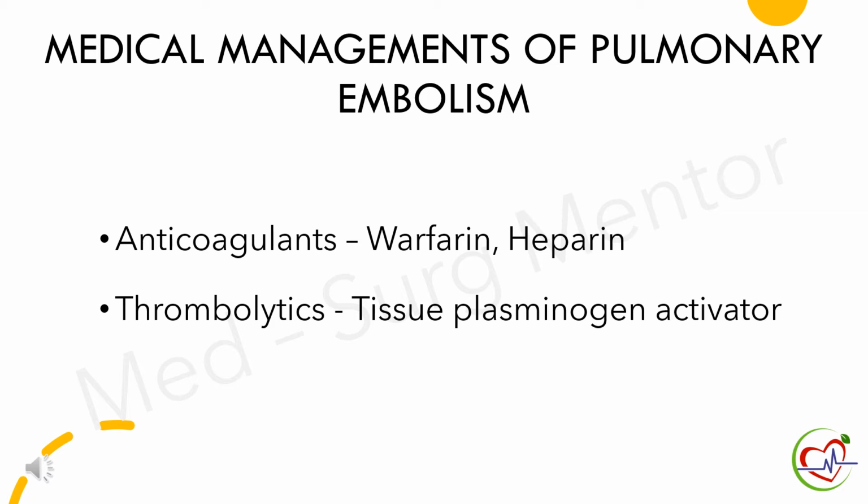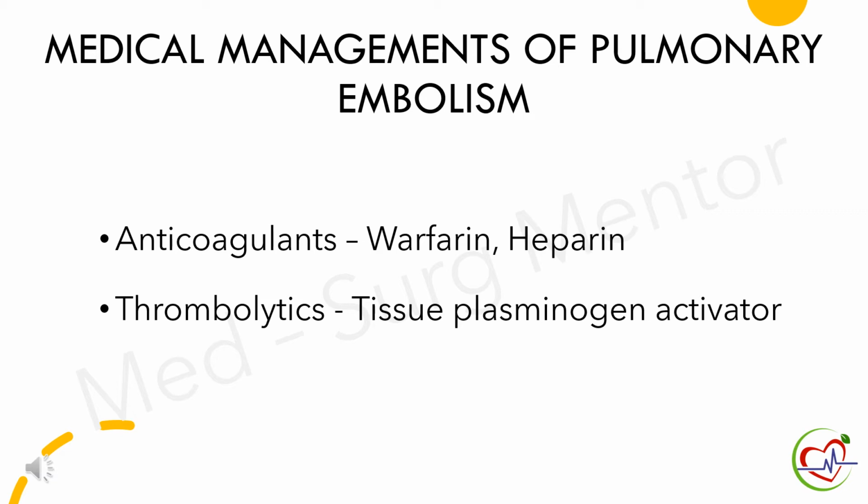Now let's move on to the medical management of pulmonary embolism. There are mainly two kinds of drugs which are used in pulmonary embolism, and they are anticoagulants and thrombolytics. Anticoagulants are also called blood thinners. These drugs prevent existing clots from enlarging and new clots from forming while the body works for clot breakup. Commonly used anticoagulants are warfarin and heparin.